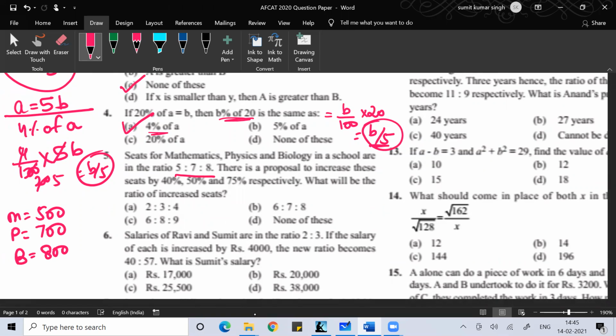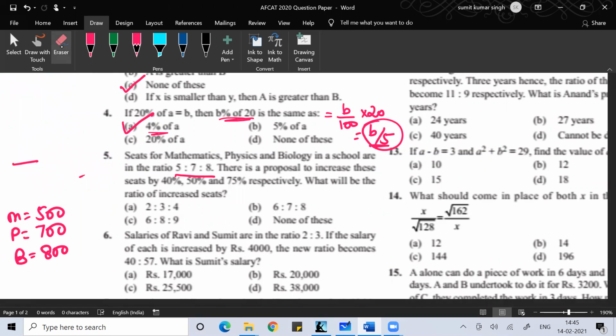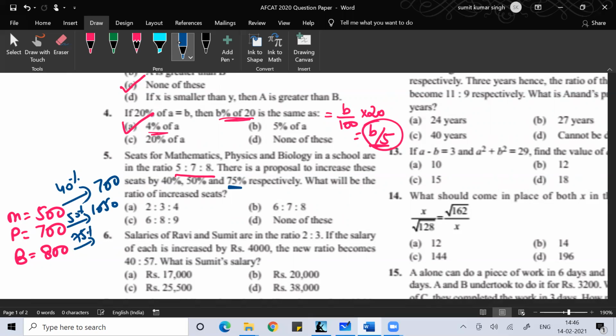So if I increase this by 40%, how much will this become? 40%: 10% is 50, so 40% would be 200. So this will become 700. And this is 50%. If you increase this by 50%, it means 1050. Okay, and this by 75%. 75% means 3 by 4.